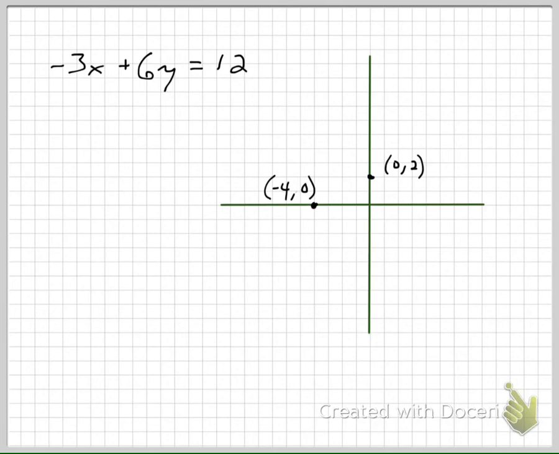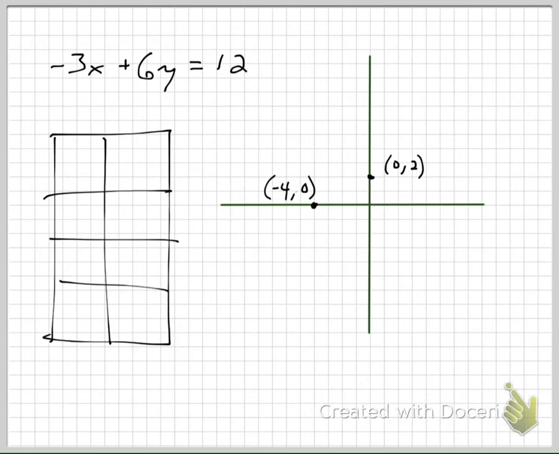Here's what I'm saying. When in doubt, what do you do when you're going to graph something? Make a table, right? When in doubt, make a table. X and Y. You should always make, at least once, X be 0 and Y be 0. So I'm going to make X be 0 here and Y be 0 here. When X was 0, Y was 2. When Y was 0, X was negative 4.